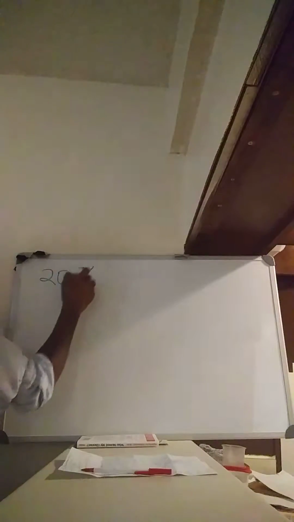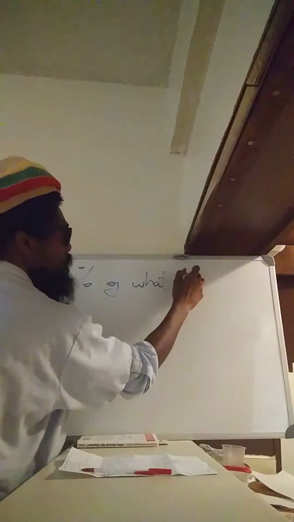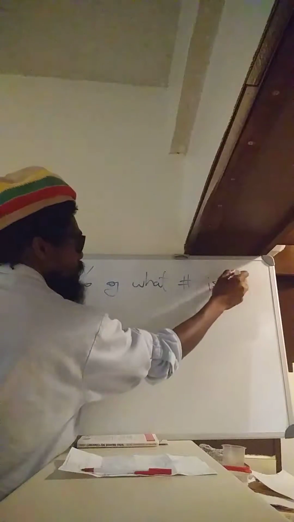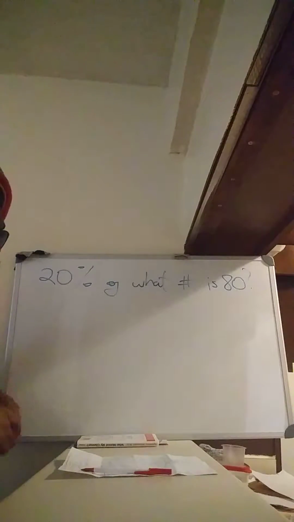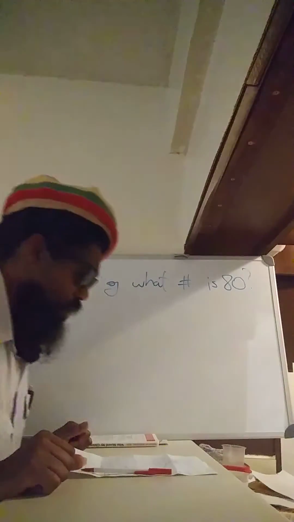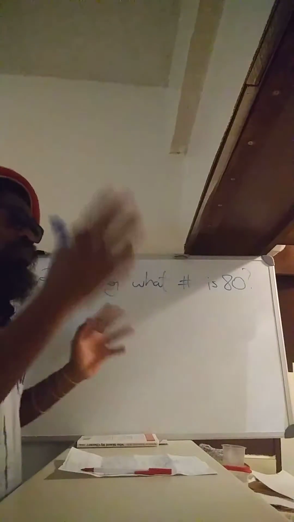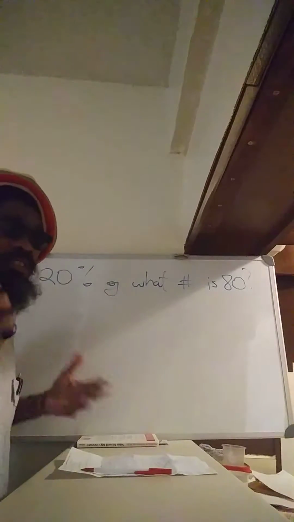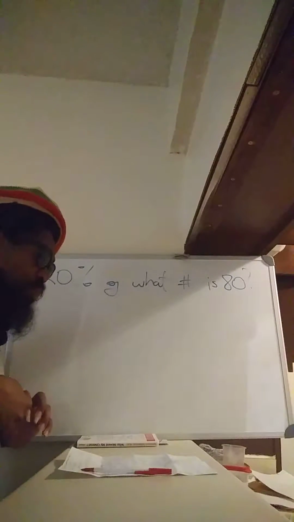All right, so the first question is going to be, 20% of what number is 80? So there are two ways you can approach this. One way would be the proportion way, and if you've watched our previous videos, we did some ratio and proportion problems, so you can do it that way, or there's another way you can do it. So let's look at the two ways to do it.